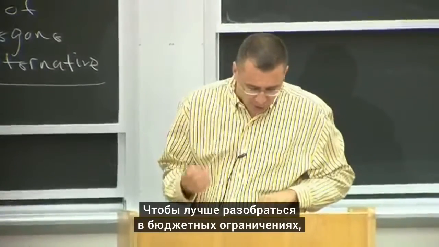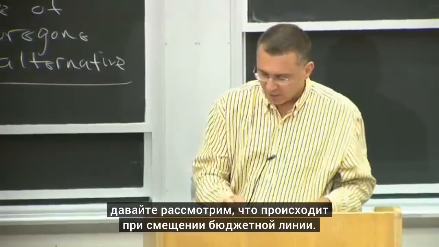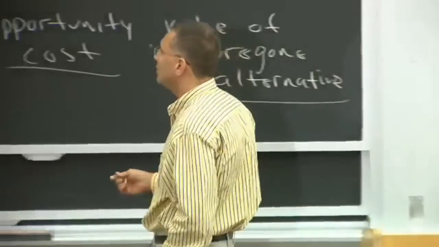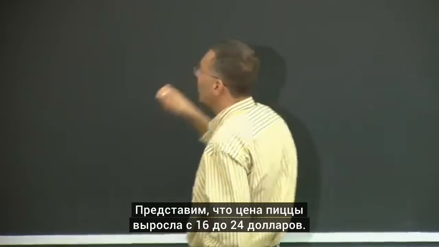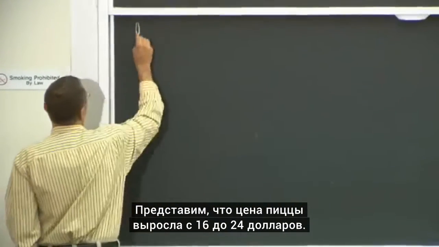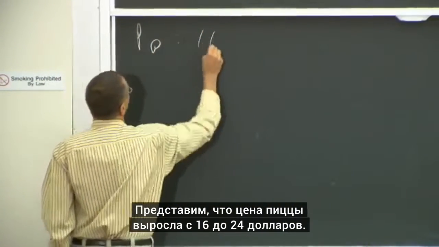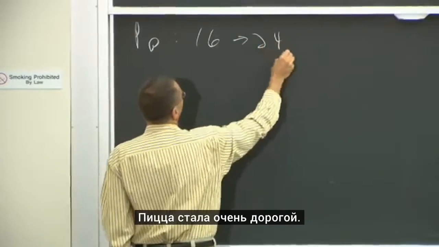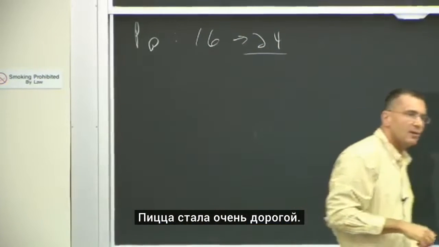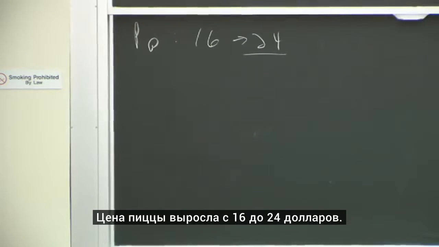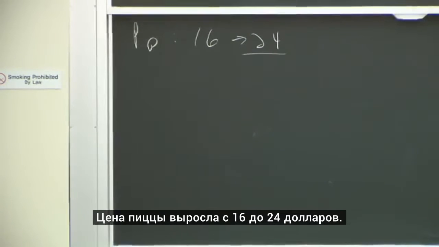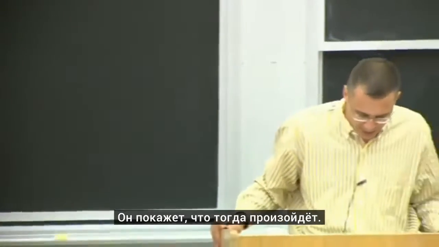Now, to understand the budget constraint, let's talk about what happens when we shock the budget constraint. Okay? Let's imagine the price of pizzas rose from $16 to $24. Pizzas got really expensive. We decided we only want gourmet pizzas or something. What does this do? Well, let's look at figure 5.2. It'll show what that does.